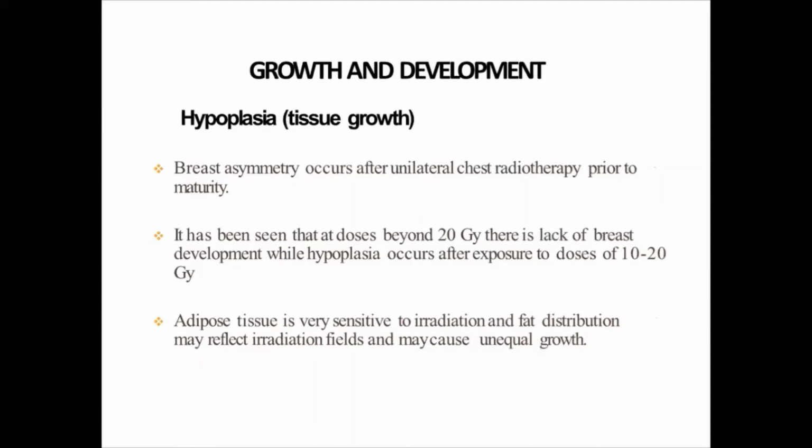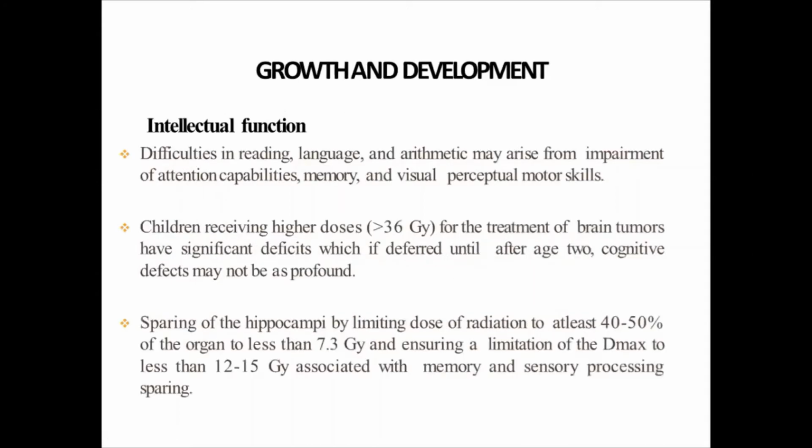Breast asymmetry occurs after unilateral chest radiotherapy prior to maturity. It has been seen that at doses beyond 20 gray, there is lack of breast development, while hypoplasia occurs after exposure to doses of 10 to 20 gray. Adipose tissue is very sensitive to irradiation, and fat distribution may reflect irradiation fields and may cause unequal growth.